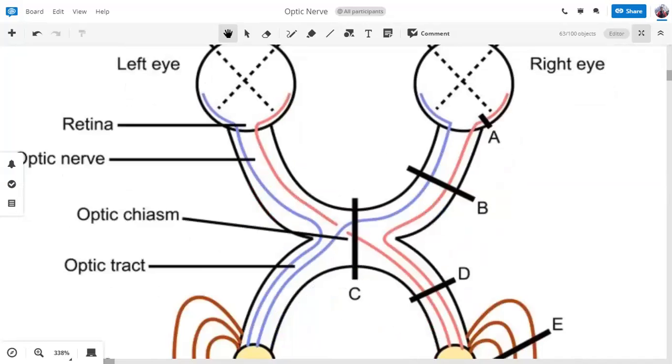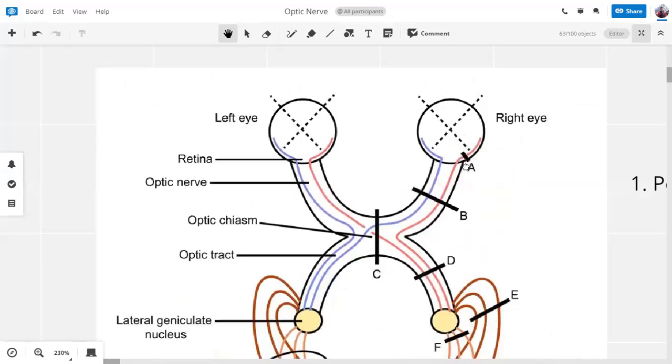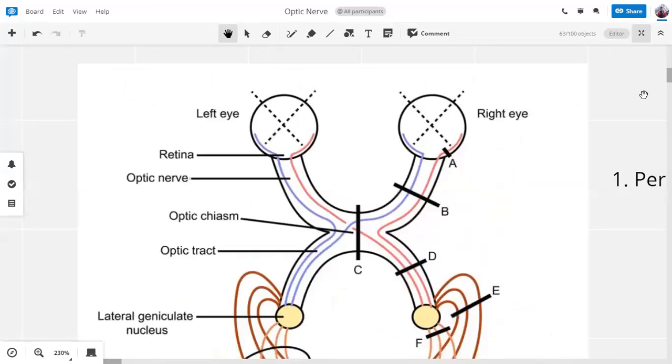Okay, it's all in this anatomy. If you look closely at this anatomy, everything is here. If the blue fibers, which are in the left optic tract, are being affected, what will happen to the pupillary reflex? Direct pupillary reflex would be affected in the affected eye, and the consensual one in the other eye.